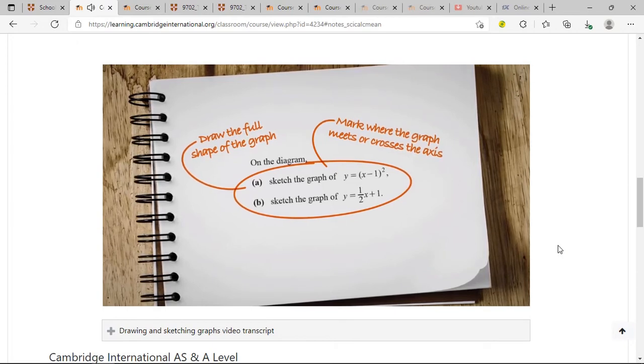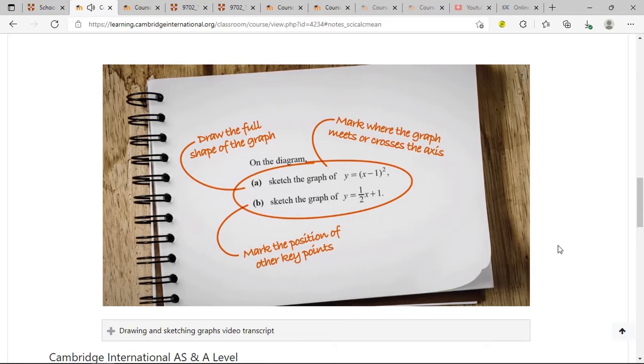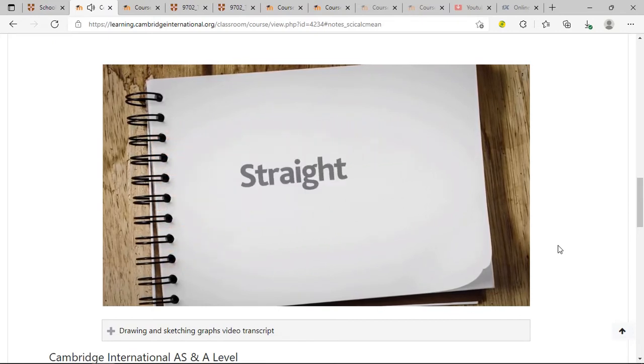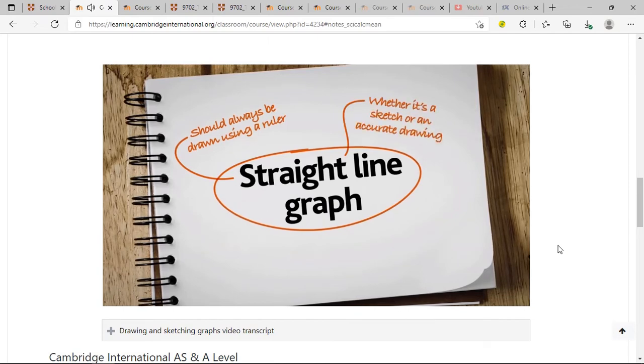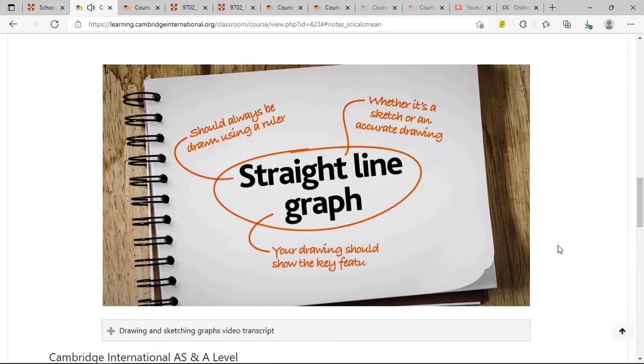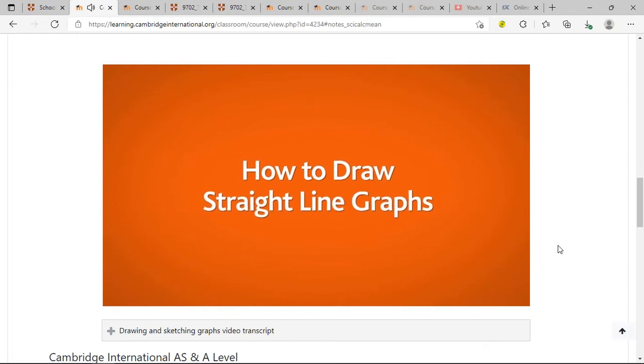You may also be asked to mark the position of other key points, such as turning points, if there are any. Remember that a straight line graph should always be drawn with a ruler, whether it's a sketch or an accurate drawing. And, like a curve, your drawing should show the key features. Let's begin by looking at how to draw straight line graphs.